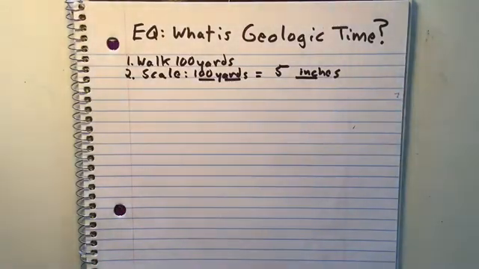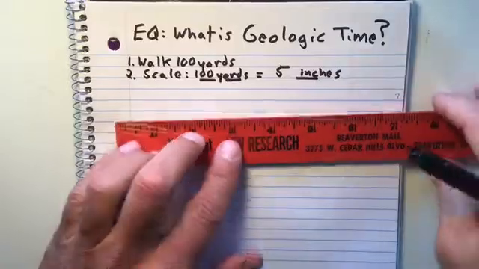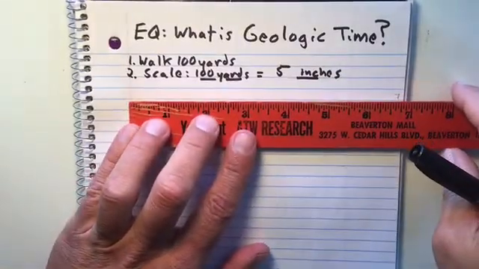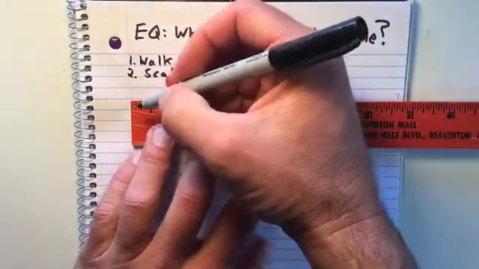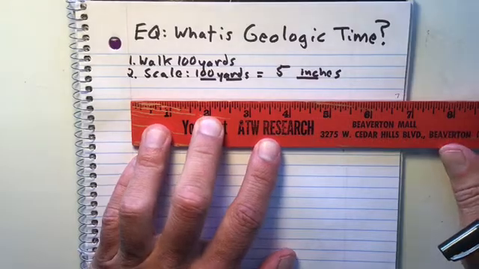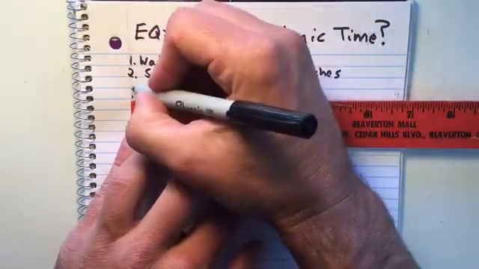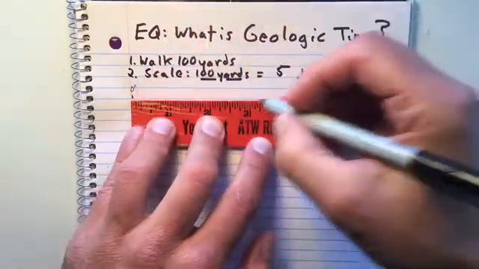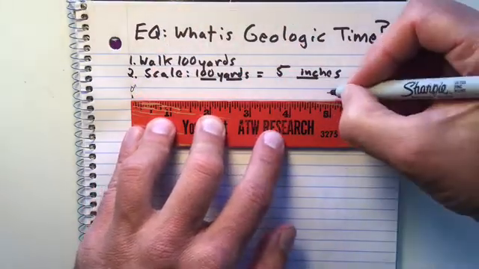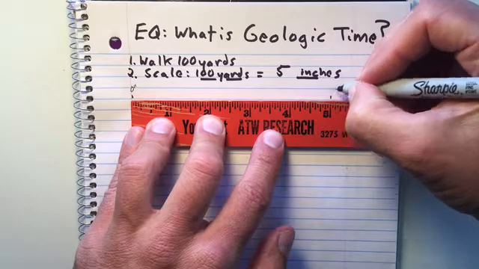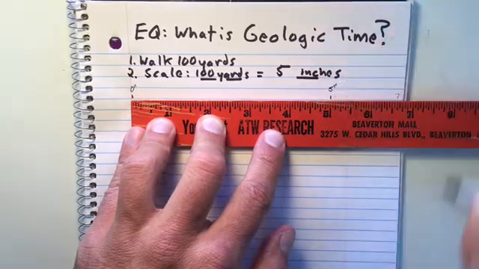Oops, it fell on the floor. Okay, so we're going to go down. We'll line the edge of our ruler up with the red line so it's straight. We're going to mark 0 on one side, 0 inches. Then we're going to go down to 5 and mark 5 inches here.